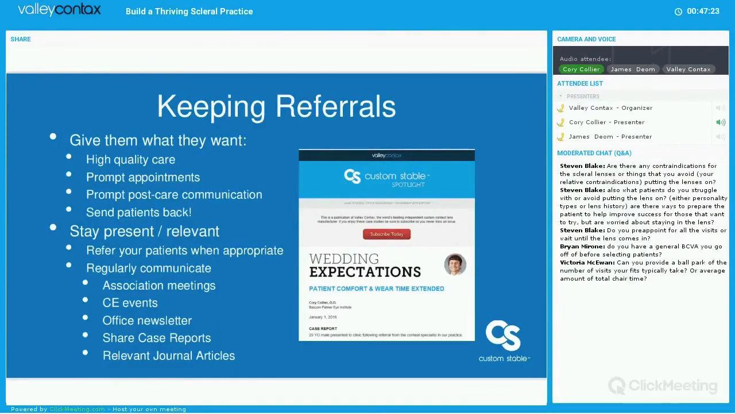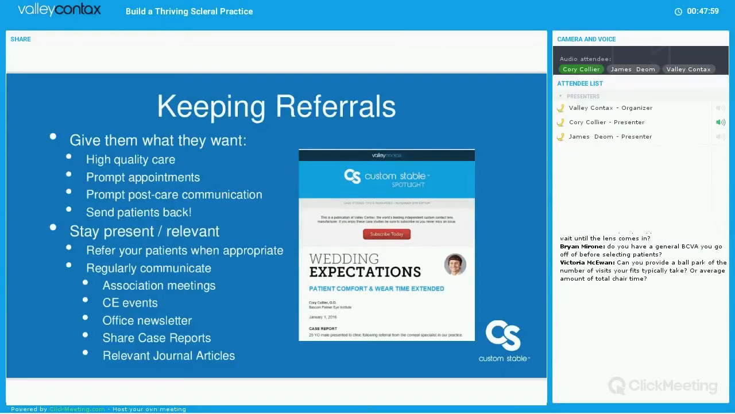I think a really important way to stay relevant with your referring docs is just to communicate with them on a regular basis. It's a two-way street, and I surround myself with a referral network of doctors who I am comfortable referring my patients to, and they're comfortable referring their patients to me, because we all believe in each other's clinical skills and the clinical environment that we practice in. And so, regularly communicating with the doctors in your area through association meetings or continuing education events in your area.